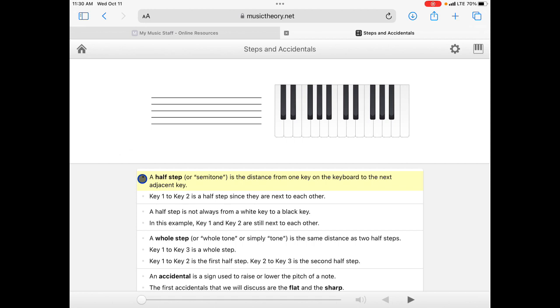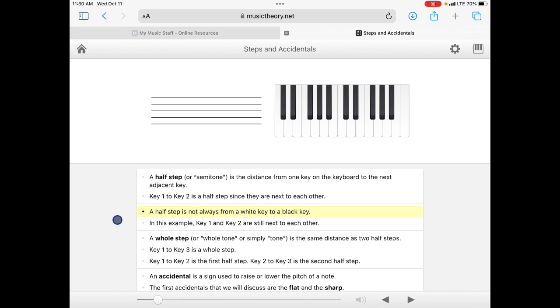We're going to start with the half step. So a half step is otherwise known as a semitone. It is the distance from one key on the keyboard to the next adjacent key. Now, you'll see we have key number 1 and key number 2. They are a half step away from each other because they are directly next to each other. So 1 is here, 2 is this black key. They are a half step, okay?